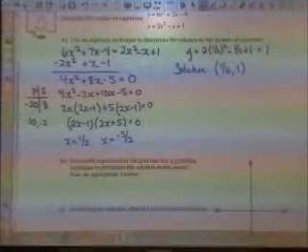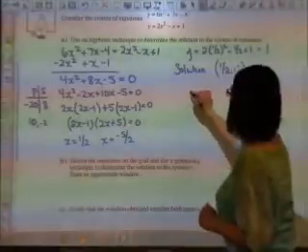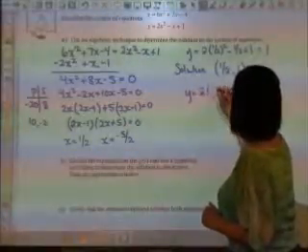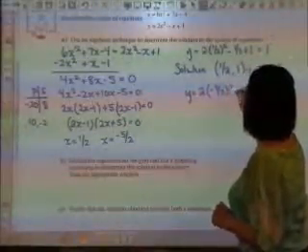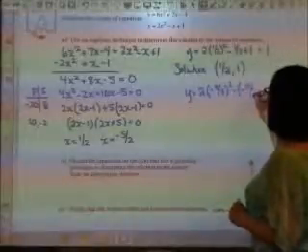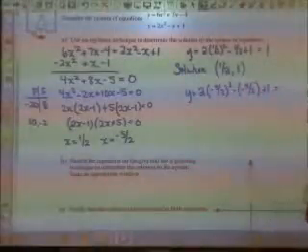And then I can do the same thing with my negative 5/2. y equals 2 times negative 5/2 squared minus negative 5/2 plus 1.